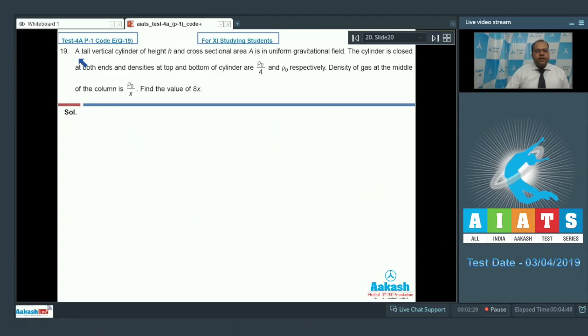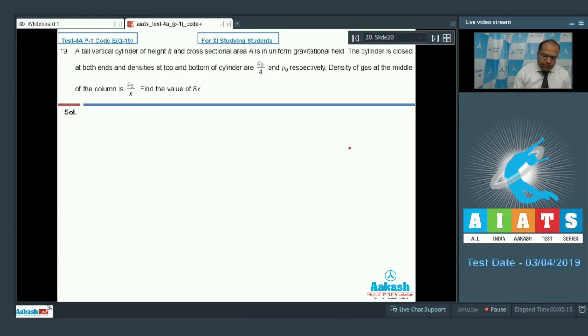In question number 19, a tall vertical cylinder of height h and cross-sectional area A is in a uniform gravitational field. The cylinder is closed at both ends and densities at the top and bottom of the cylinder are rho naught by 4 and rho naught respectively. The density of gas at the middle of the column is rho naught by x. Find the value of 8x.